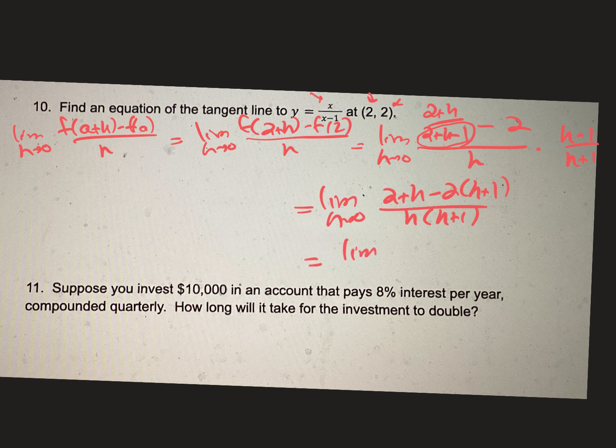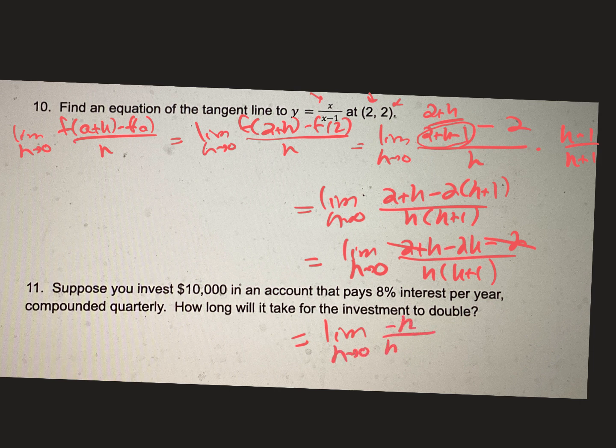Let's simplify this numerator. Limit as h goes to 0 of 2 plus h minus 2h minus 2 over h and h plus 1. That's really convenient. The 2's are gone, which leaves me in my numerator negative h over h times h plus 1. Those cancel, which gives me limit as h goes to 0 of negative 1 over h plus 1. Now I can plug in the 0 right there, and I get negative 1.